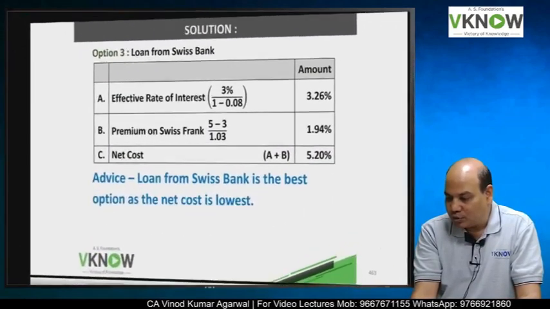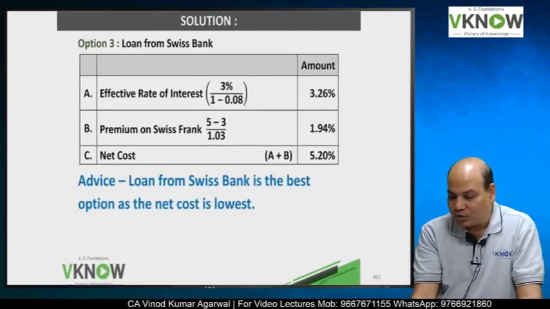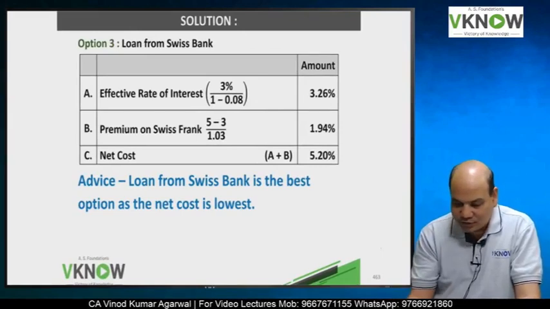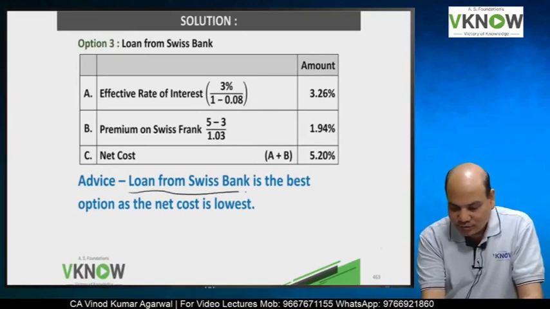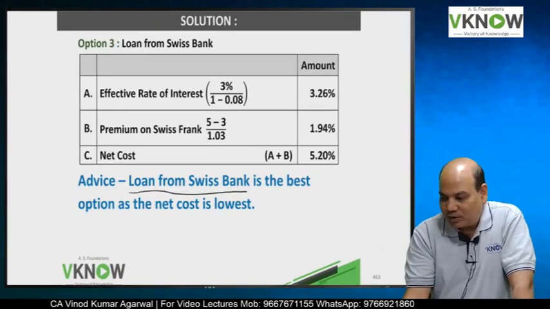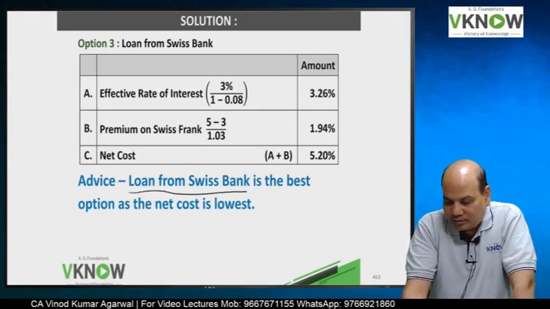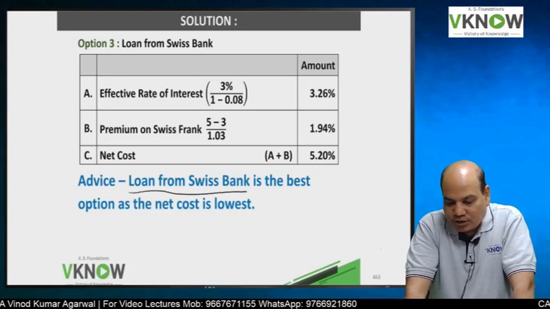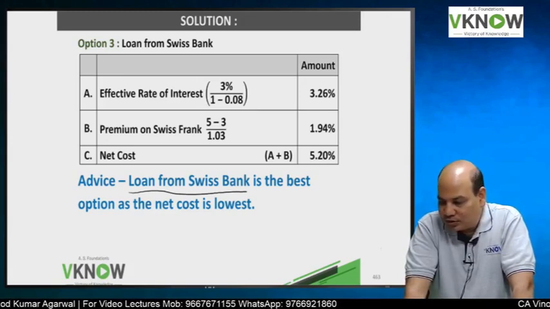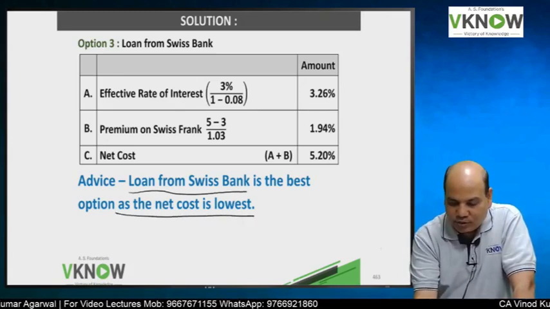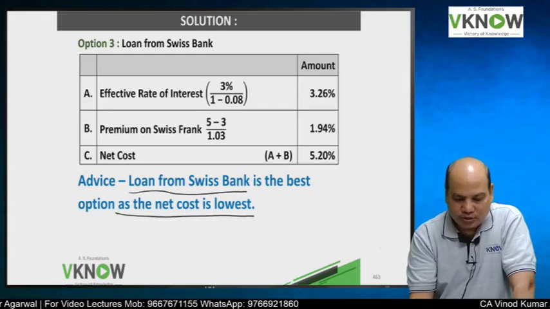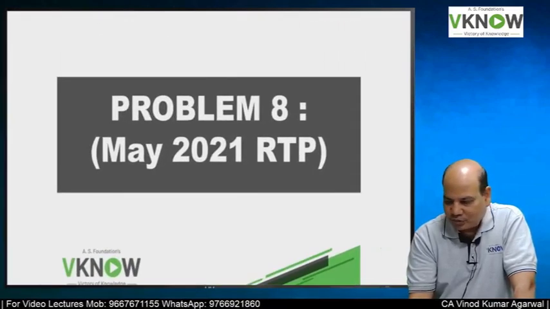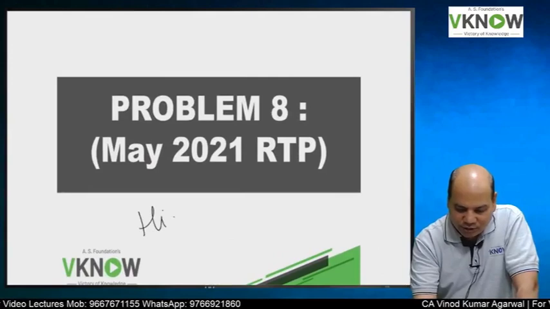So write down the conclusion. Loan from Swiss bank is the best option as the net cost is lowest. Why? Because the net cost is lowest. Understood? One more important question, a highly repeated question, write down.